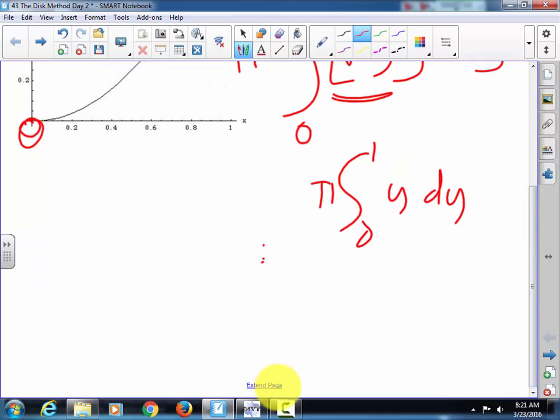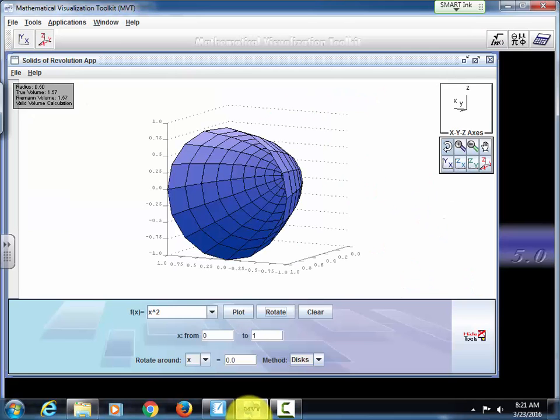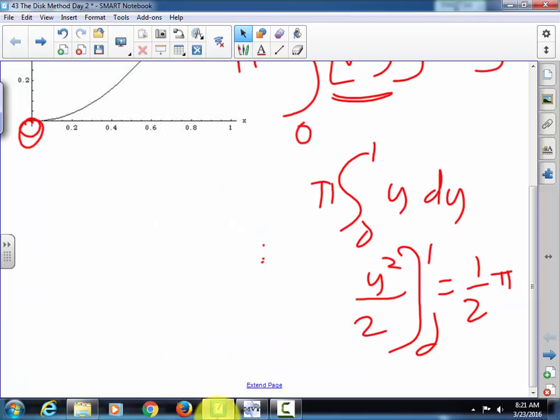Y squared over 2 evaluated at 1 and 0, which is going to be 1/2 pi, or pi over 2 is what we would get. So that would be the volume of this shape that we've got right here. And if you look up here, they found the volume to be 1.57. So somebody built that out correctly. Divided by 2. Yeah, that's right. So pi divided by 2.